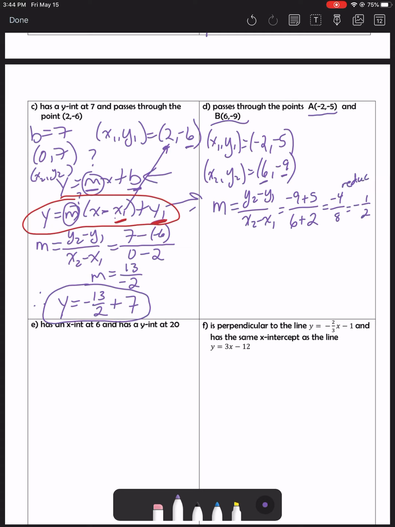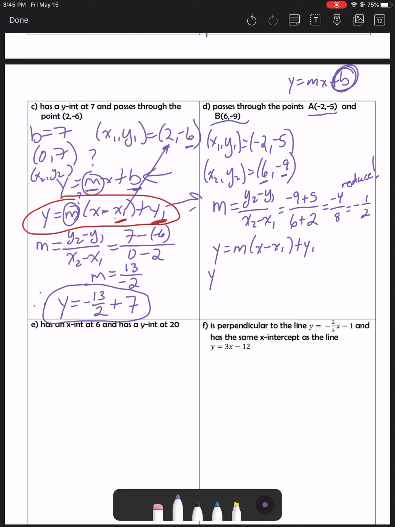Always reduce fractions, always. Okay, so I'm going to use y equals m bracket x minus x1 plus y1. I don't know the y-intercept. The only time you would ever use y equals mx plus b is if you know what the y-intercept is. I don't know what the y-intercept is, so I'm going to use this other version.